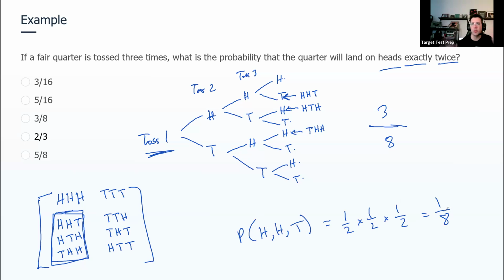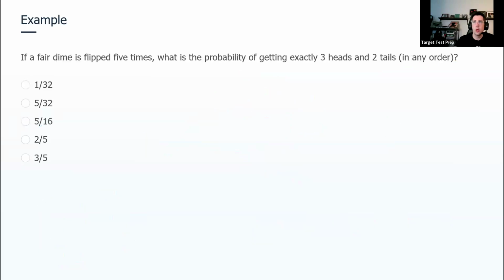So a couple different ways to approach that. Any questions there? Let me know, but otherwise keep going. All right, so now we're getting into more flips. 5 flips. Try that.